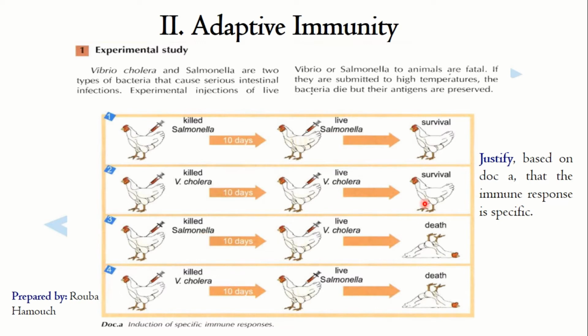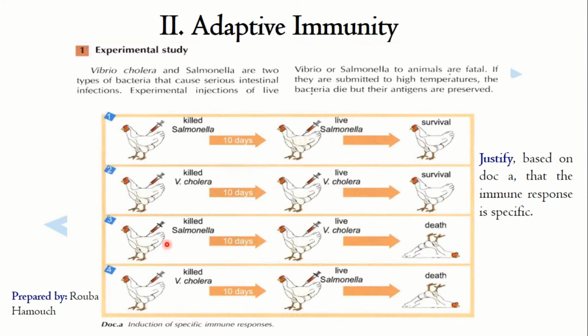Now, the chicken survives following the injection of killed Salmonella and the live Salmonella 10 days later because the chicken becomes resistant to the live Salmonella. It acquires an immunity against the harmful bacteria.